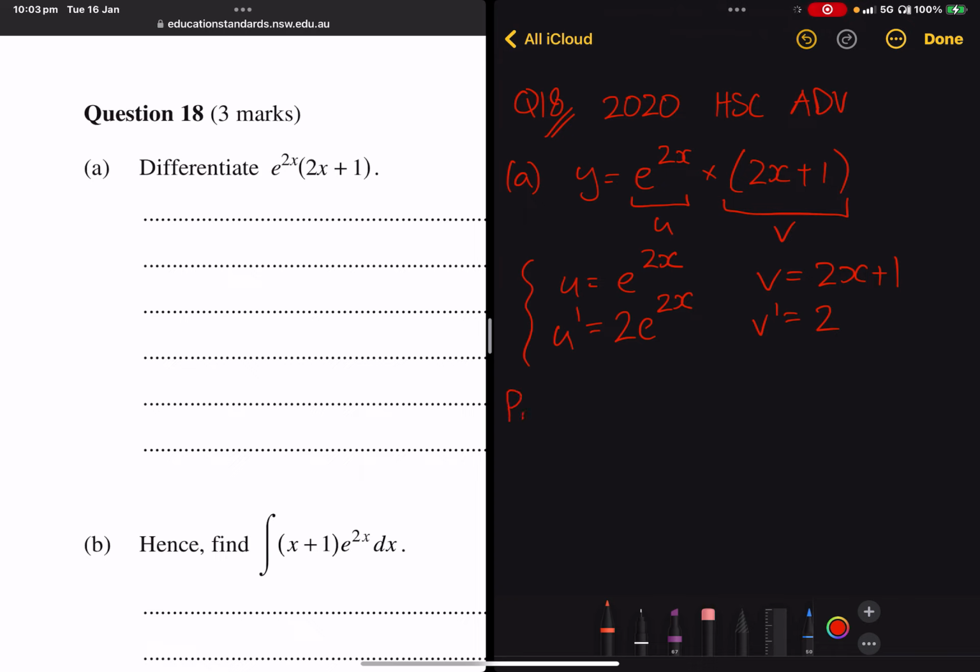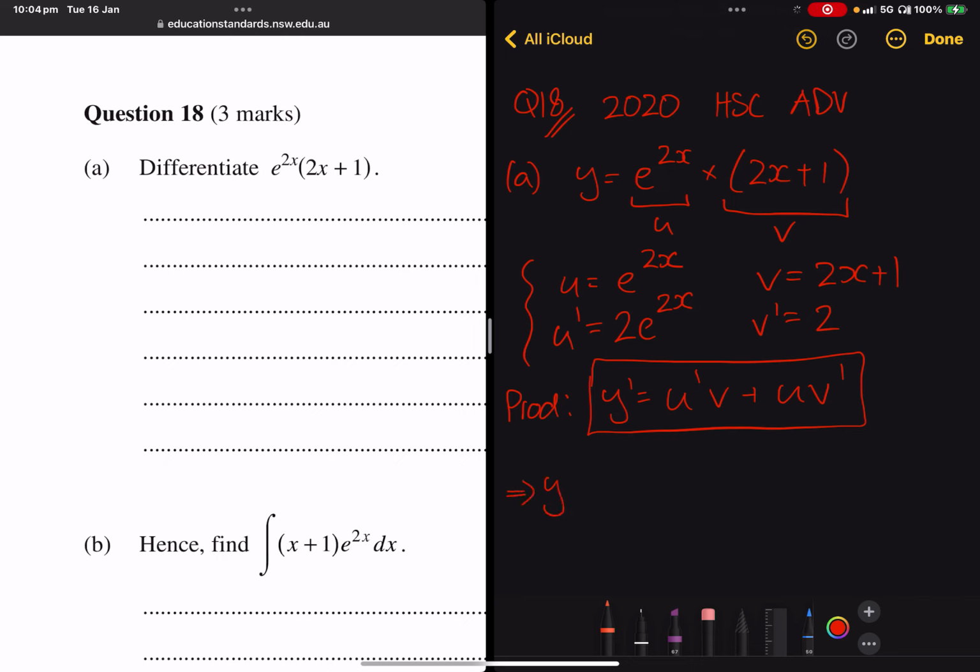Now product rule is of course y prime is equal to u prime v plus u v prime. Sometimes this is written as u prime v plus v prime u. Sometimes it's written as u v prime plus v u prime. There are various different notations here, but u prime times v plus u times v prime. This is what you have to do to find a product rule derivative.